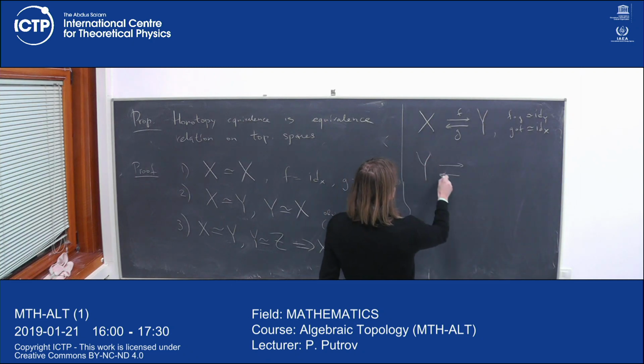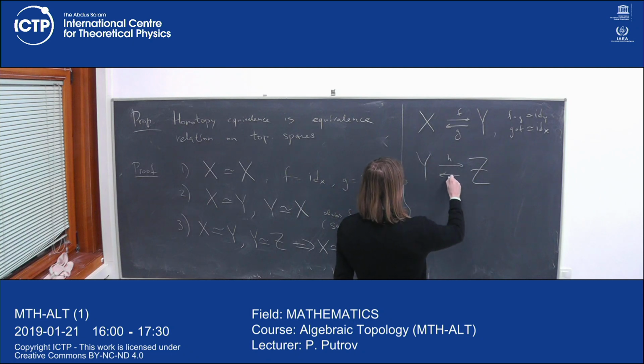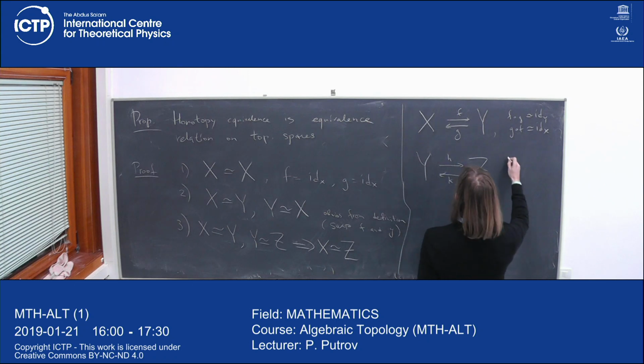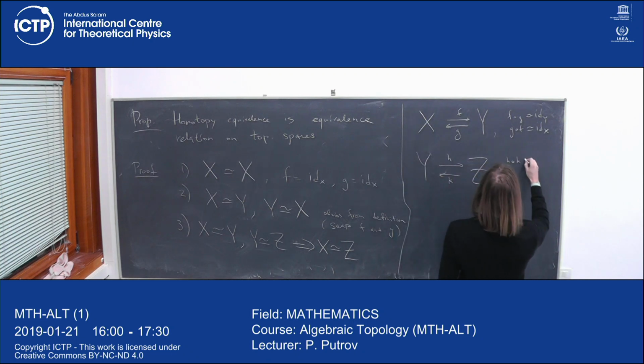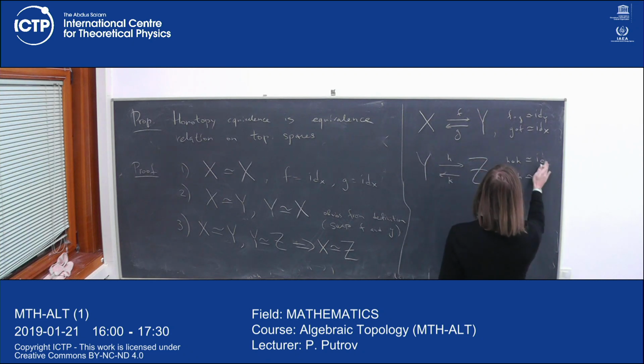And similarly, for the homotopy equivalent pair Y and Z, we have, let's say, maps h and k, such that the composition of k and h is homotopic to the identity on Y, and the composition of h and k is homotopic to the identity on Z. Let's say that fact.